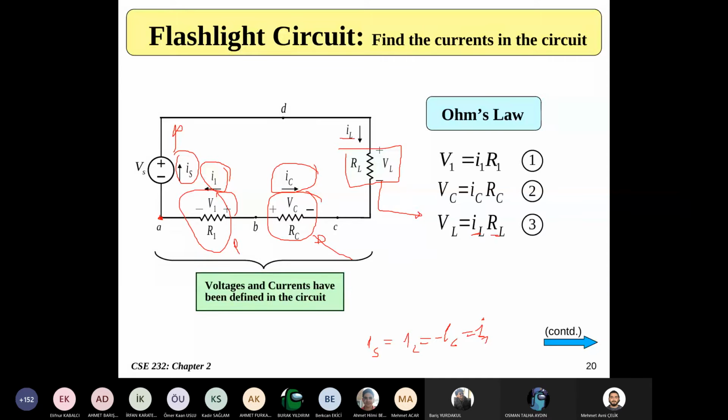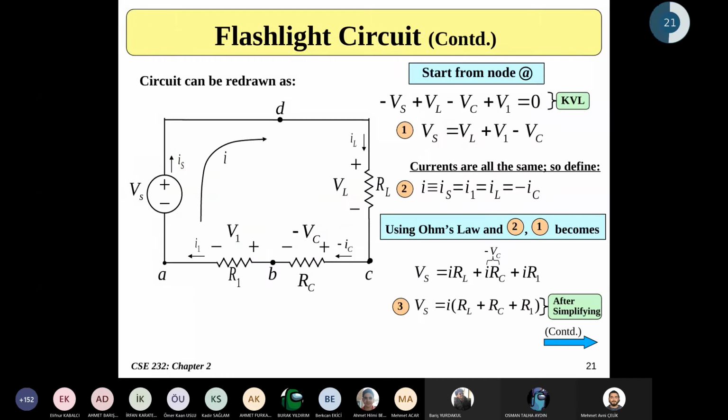Anyway, let's continue. Using that relationship, starting from node A, I can write that the summation of the voltages on that loop will end up to be 0. You can convert it to this one, but it's really unnecessary. And the current I that I'm assuming is passing through this branch over here.